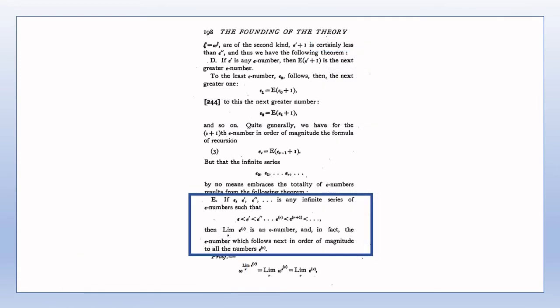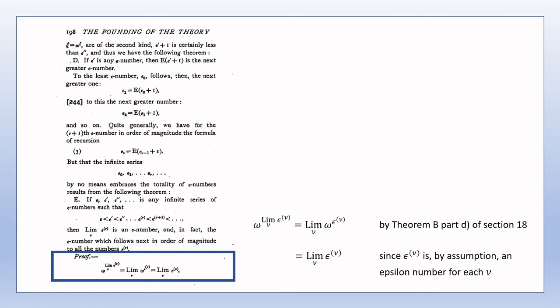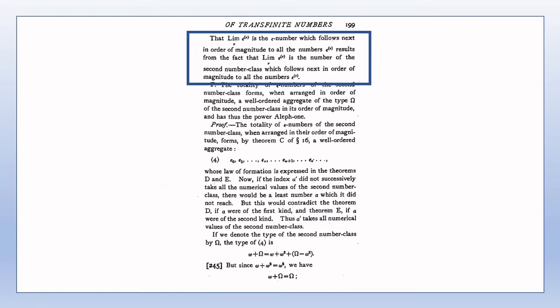Note that Theorem E does not require the sequence of epsilon numbers to be consecutive epsilon numbers, but simply an arbitrary increasing sequence of epsilon numbers. Some of the steps of the proof of Theorem E are justified as shown on the screen. The limit of ε_ν has already been shown to be an epsilon number.